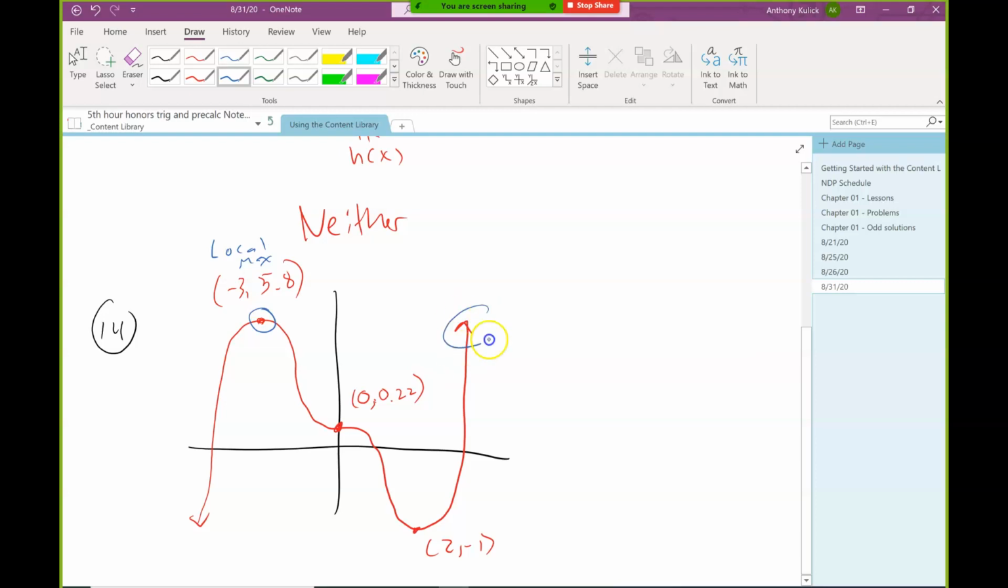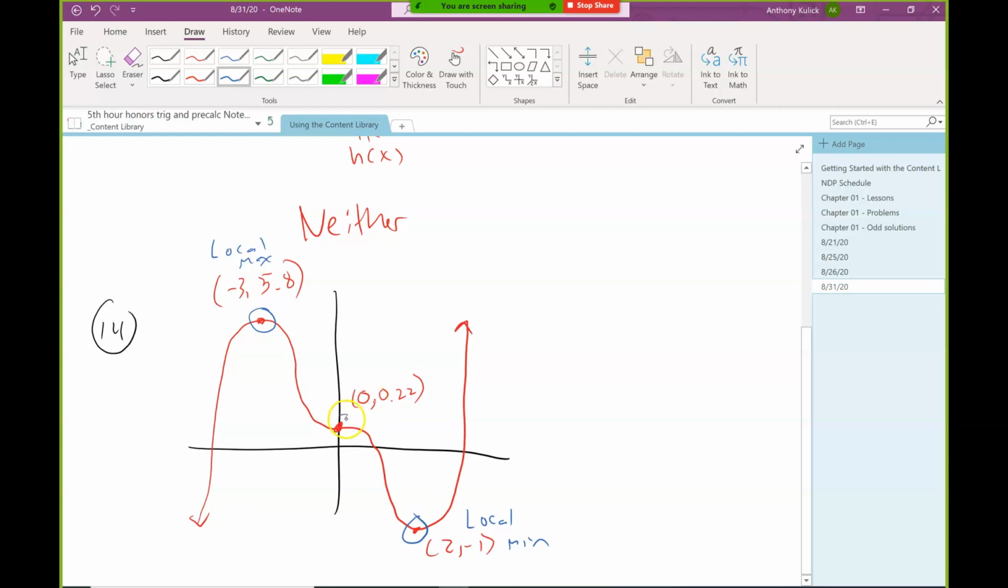I know it's local because this end of the graph is pointing up, so there's definitely points on the graph that are higher than that one. This point is a local minimum, for the same reason: we have an arrow pointing down, so those points on the graph are definitely lower than that one.